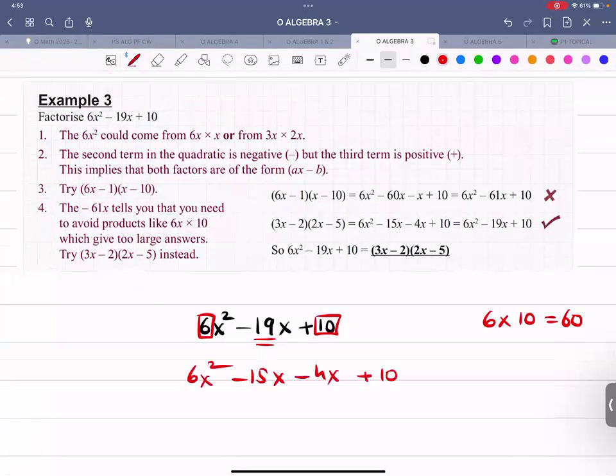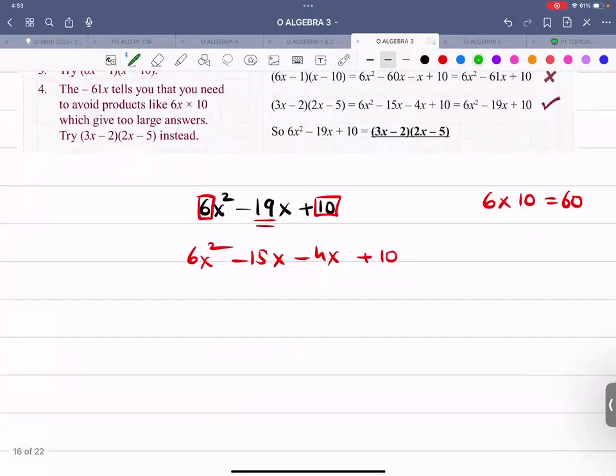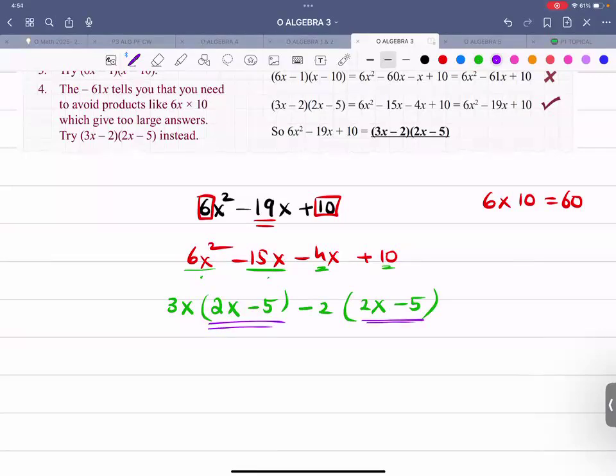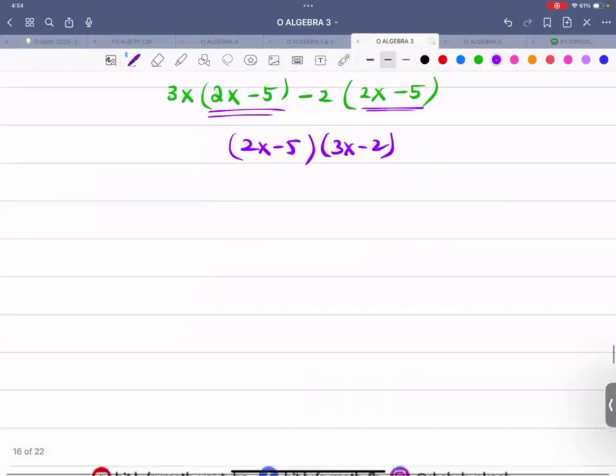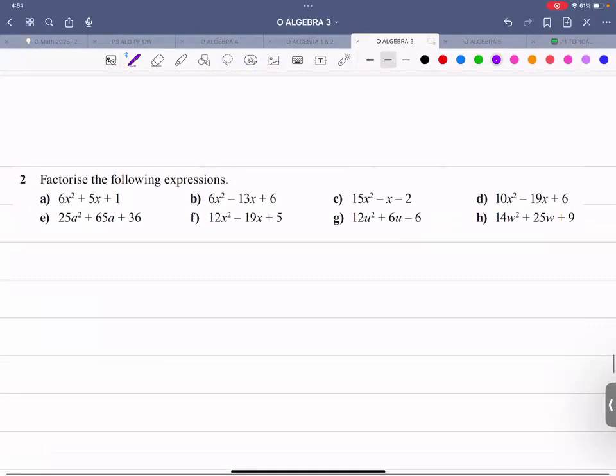This is 6x squared. The same thing. And now from these two, I can take 3x common out. And this is 2x minus 5. Let me double check. 3x into 2x, 6x squared. 3x into minus 5, minus 15x. All good. From here, from 4 and 10, let me take 2 common out. So therefore, if I take actually negative 2 common out, so this is 2x minus 5. So now these two are the same. Therefore, 2x minus 5. And this is 3x minus 2. So that's how this thing is done.